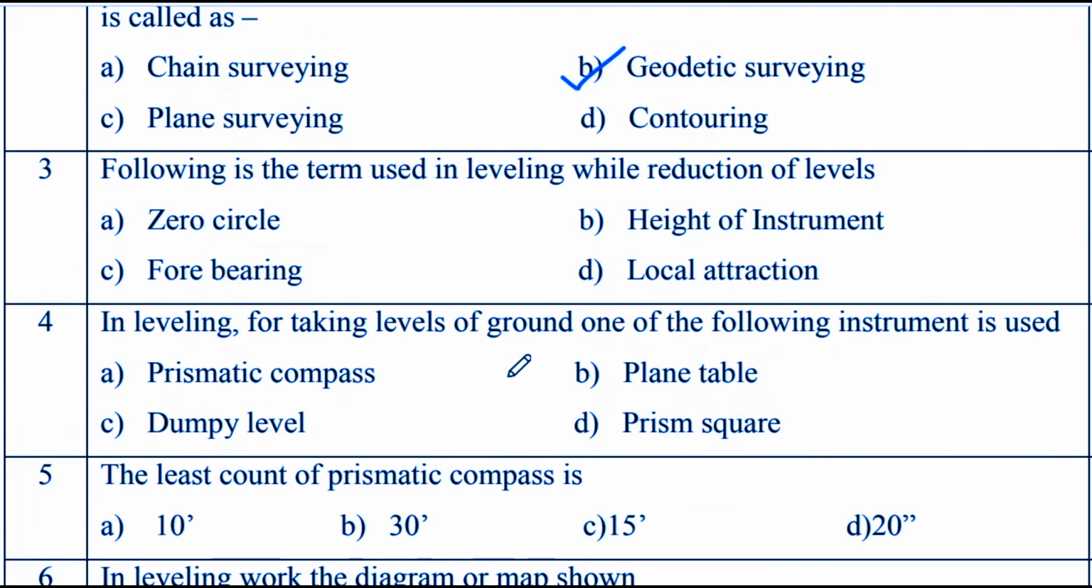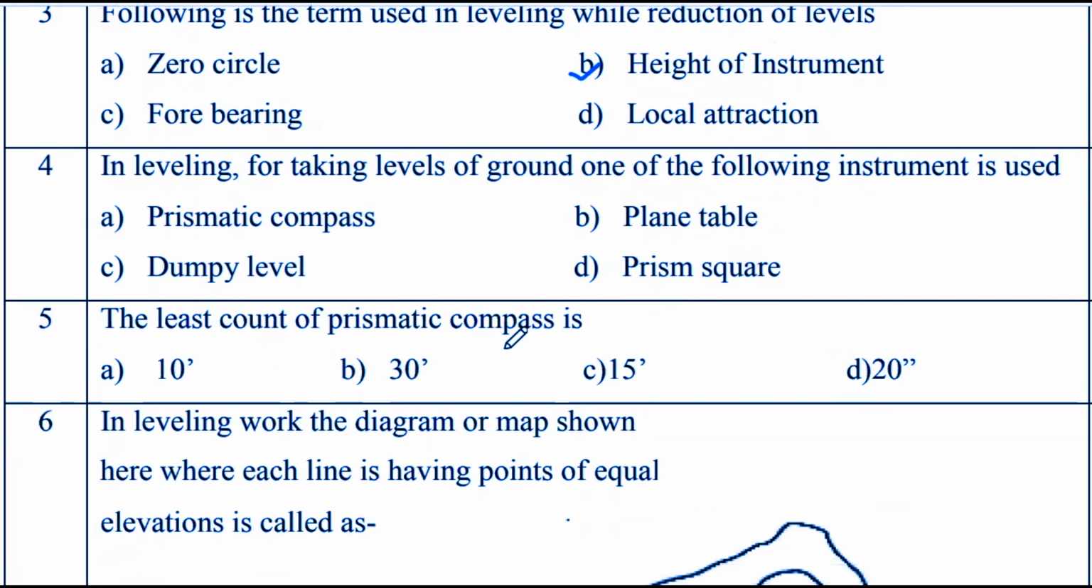Following is the term used in leveling while reduction of the levels. The options are zero circle, height of the instrument, forebearing, or local attraction. And the right option is height of the instrument. In leveling, for taking levels of ground, one of the following instruments is used: prismatic compass, plane table, dumpy level, or prism square. And the right option is dumpy level.